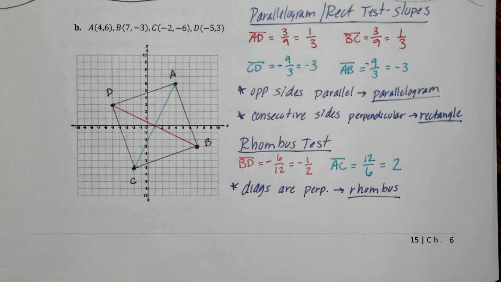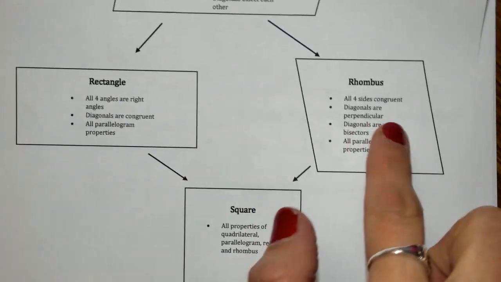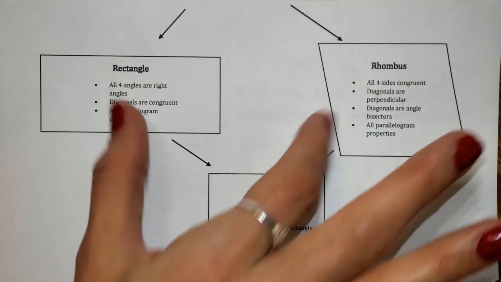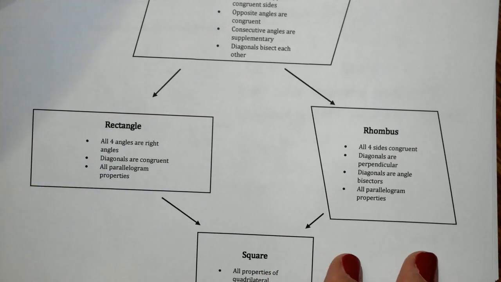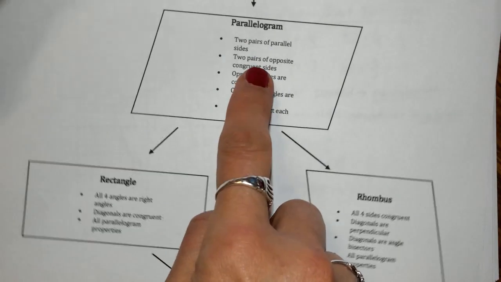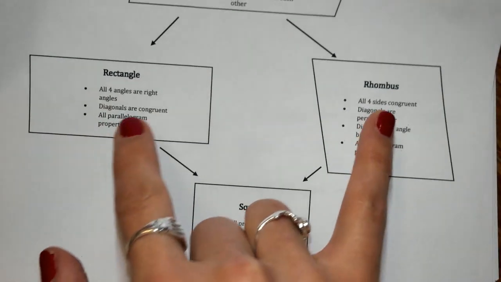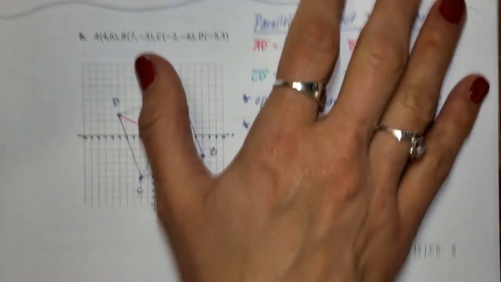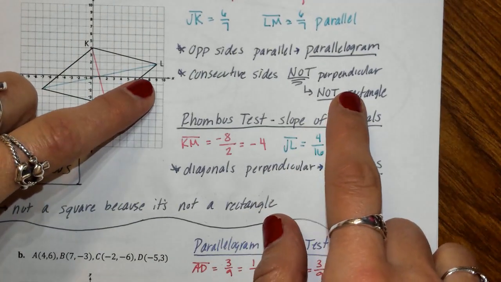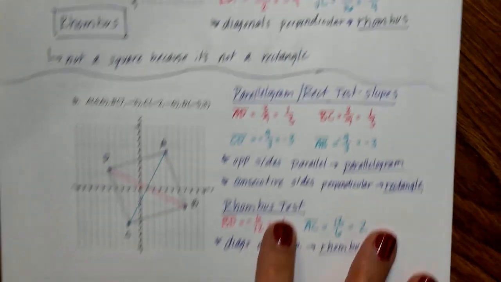Now, because we can now classify this as a parallelogram, a rectangle, and a rhombus, they have all of these properties on this flow chart, it is a square, okay? But in order for it to be a square, it has to first have properties of a parallelogram, then it has to have properties of a rectangle and rhombus to come back together. Like up here, we did not have a rectangle, so it's not a square, it's just a rhombus. Now, that can sound a little bit confusing.